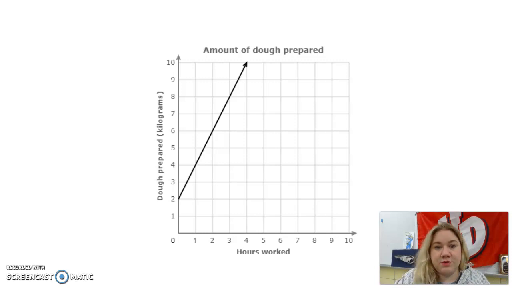Here's another graph. So amount of dough prepared. So take a minute and answer the next question.